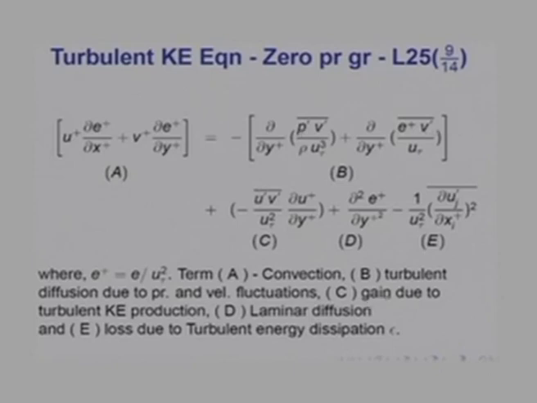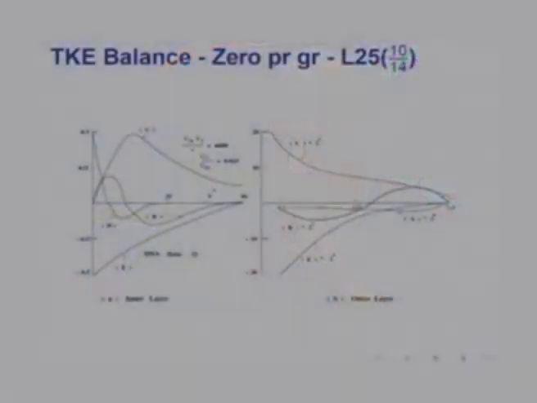C is the gain due to turbulent kinetic energy production, that is the term C. D is the laminar diffusion of turbulent kinetic energy, and finally, loss due to turbulent energy dissipation, which we symbolize by epsilon. Let us look at how these terms vary, and again I have a plot here. Now, what I am doing here is to show not measured data, but data that were computed by direct numerical simulation by a person called Spalart.